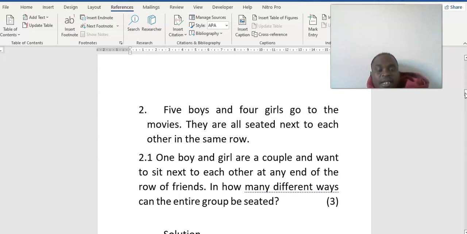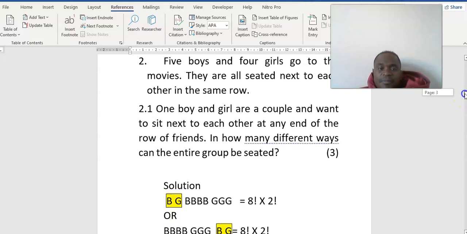5 boys and girls go to the movie. They are all seated next to each other in the same row. One boy and a girl are a couple and want to sit next to each other at the end of the row of friends. In how many different ways can the entire group be seated?